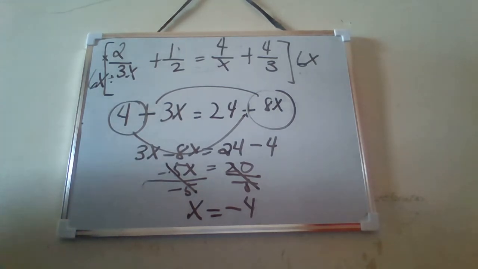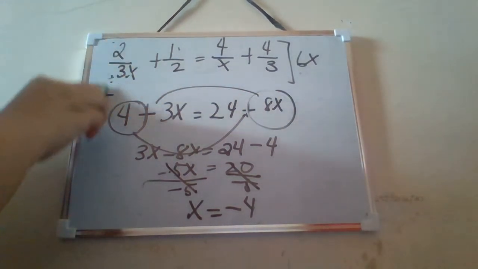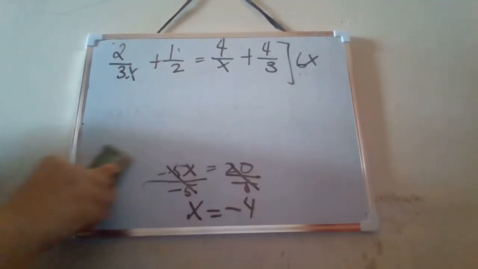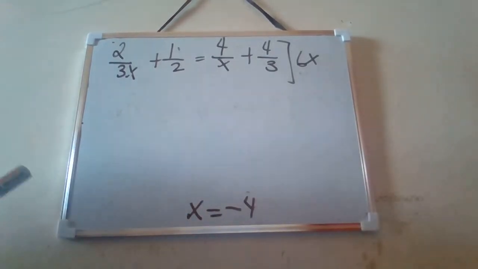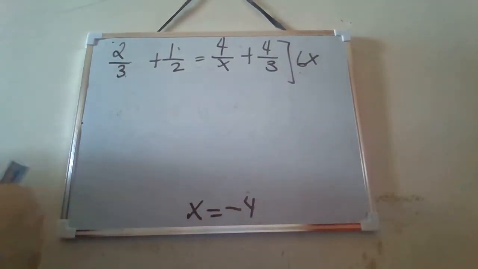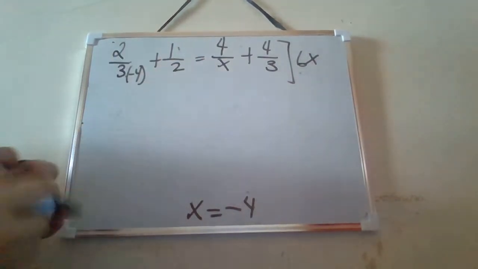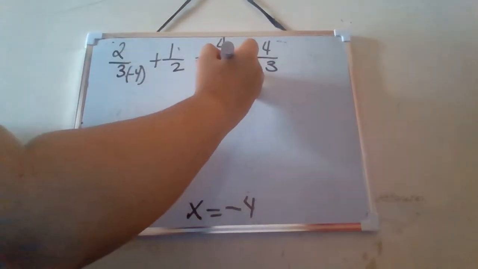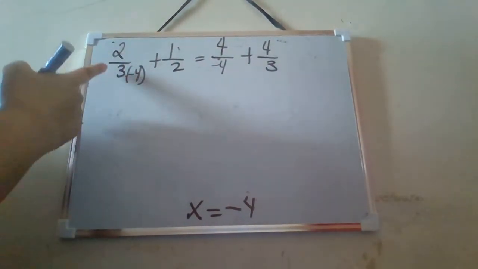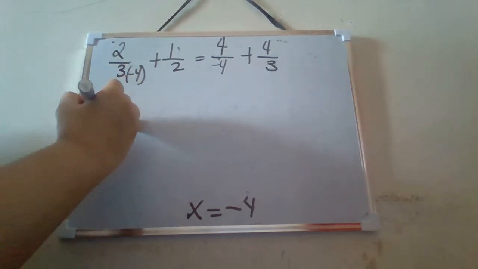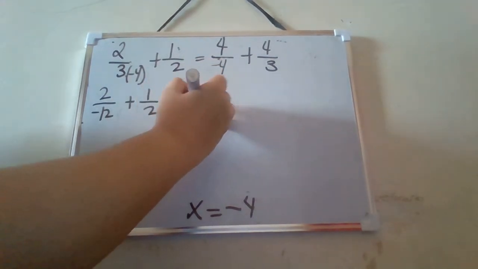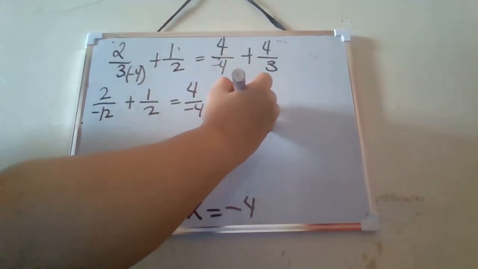Alright. Now that we have the value of x, what we need to do now is to check whether it's correct. So we now substitute the x here. So let me erase the given solution and then let's try to check if the answer is correct. Okay. So here, let's substitute, becomes negative 4. Here it becomes negative 4. Alright, so this becomes 2 over negative 12 plus 1 half equals 4 over negative 4 plus 4 over 3.